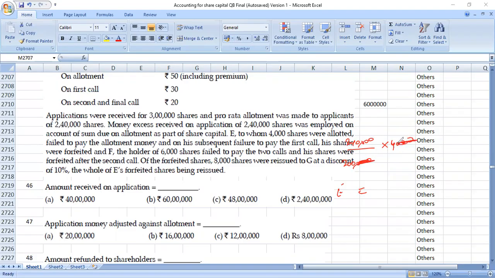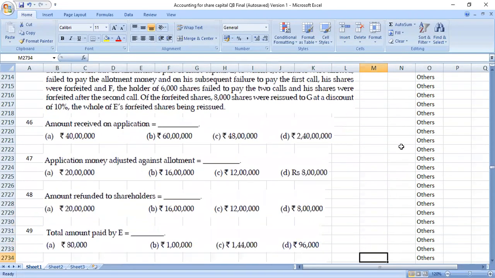ஸோ இதுல கழிச்சிடலாம், ஒரு 0 இதுல கேன்சல் பண்ணிடலாம். 5 times போகும். 4800 applications he make பண்ணிருக்காரு. ஒரு application-க்கு he would have paid 20 rupees. So total money paid by him is 96 followed by 3 zeros, 96,000. Understood, children?